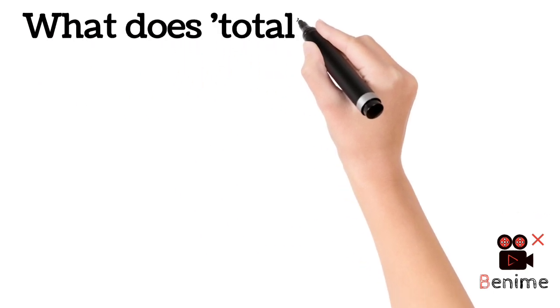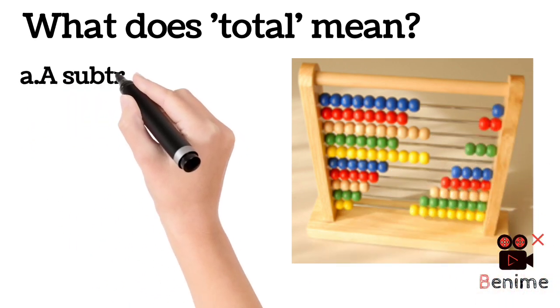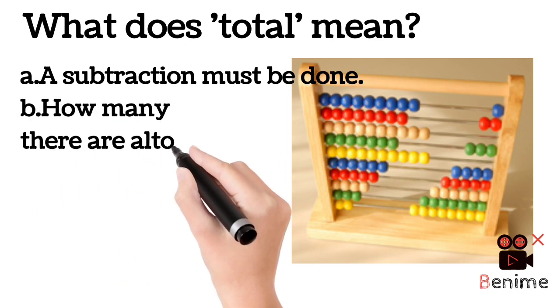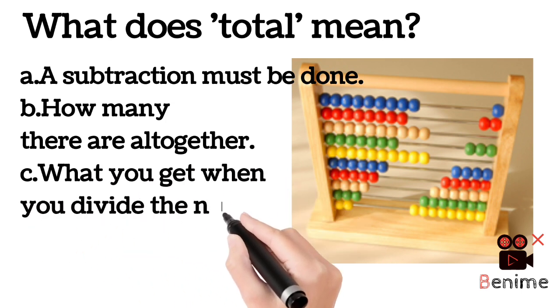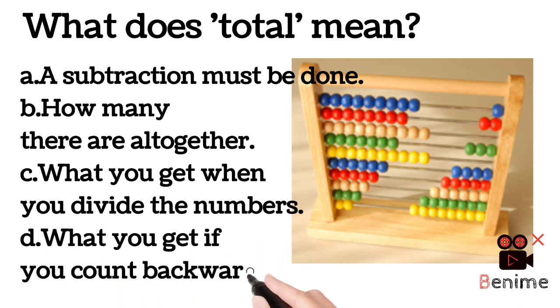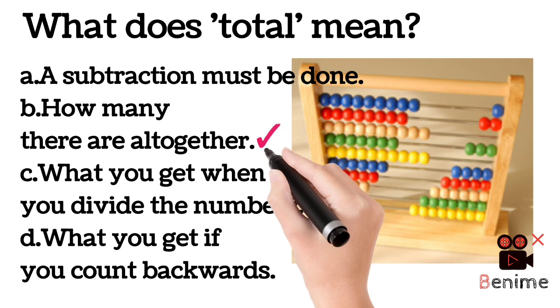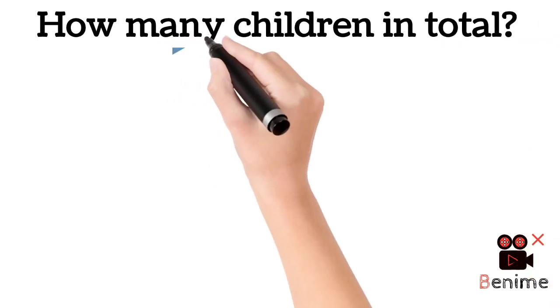Next question. What does total mean? Option A, a subtraction must be done. Option B, how many there are all together. Option C, what you get when you divide the number. Option D, what you get if you count backward. Yes, B is the correct answer. How many altogether?